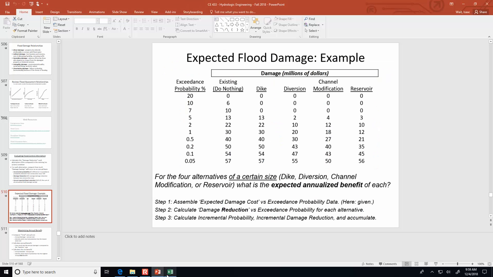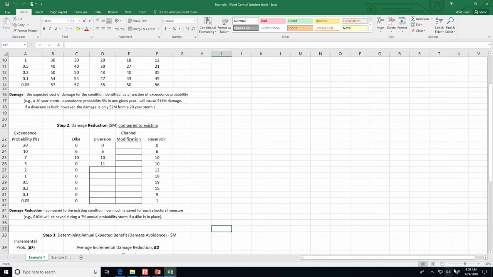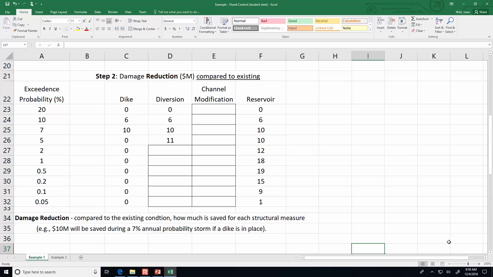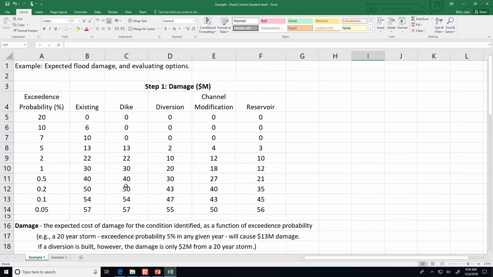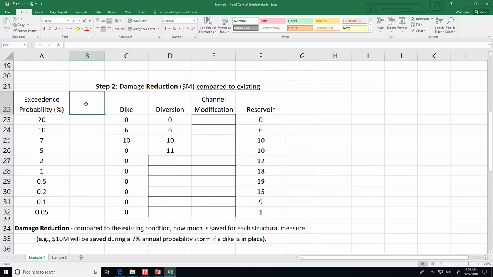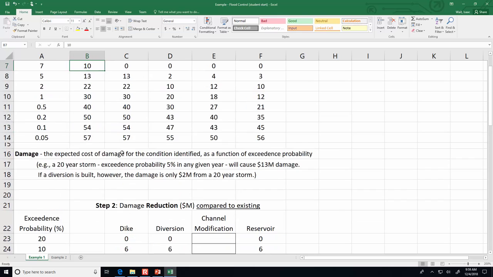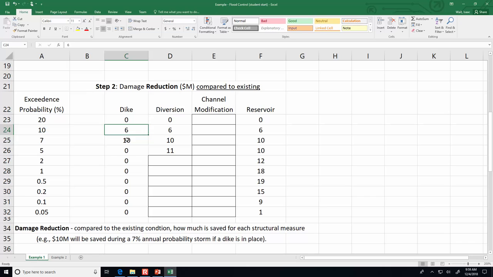So let's actually do that. You can see step 2 in this table I've provided. We want to find the damage reduction compared to existing. Now, the existing isn't there because existing compared to itself is obviously 0. But I've given you in the dike an illustration of what the calculation is. It's the existing minus the dike for each one of these. And so this is how much damage is avoided if you do the thing.